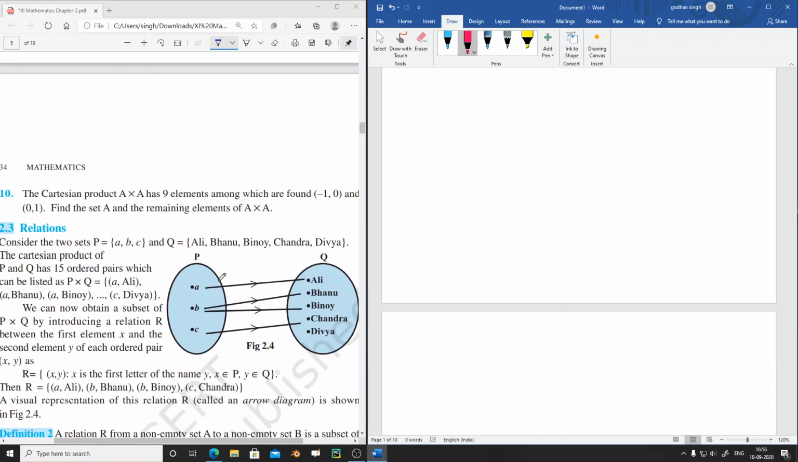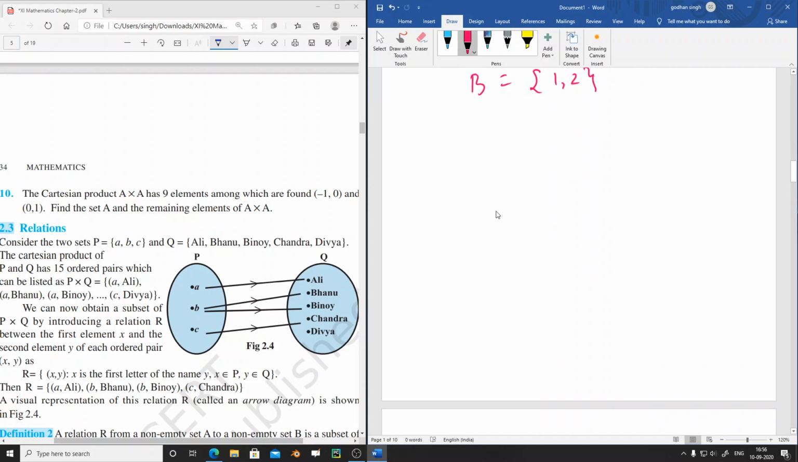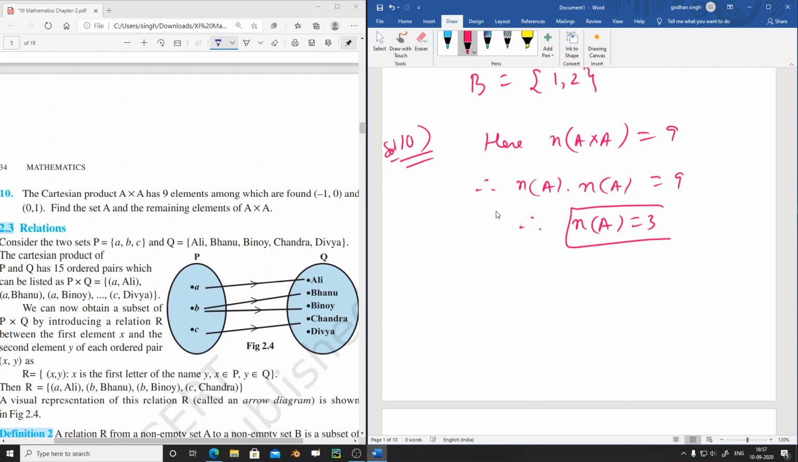The Cartesian product A cross A has 9 elements, among which are found (-1, 0) and (0, 1). Find the set A and the remaining elements of A cross A. So question number 10 is also not difficult at all. We will apply the same concept we applied in question number 9. So the solution of 10th one. Here n(A cross A) equal to 9. Therefore, we can say that n(A) into n(A) equal to 9. Therefore, n(A) will be equal to 3. The number of elements in set A will be 3.